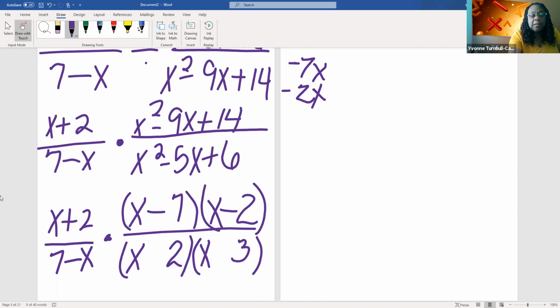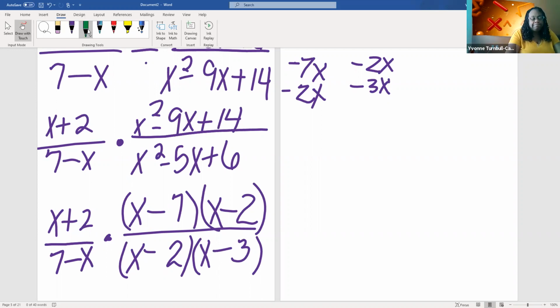I'm going to check it again. The inner terms multiply to give me 2x. The outer terms multiply to give me 3x. I have a minus sign in my middle term, same concept. When I add those two, I'm going to get a negative 5. When I multiply, I'm going to get positive 6. So I know both of them need to be negative. Now we're ready to start canceling.